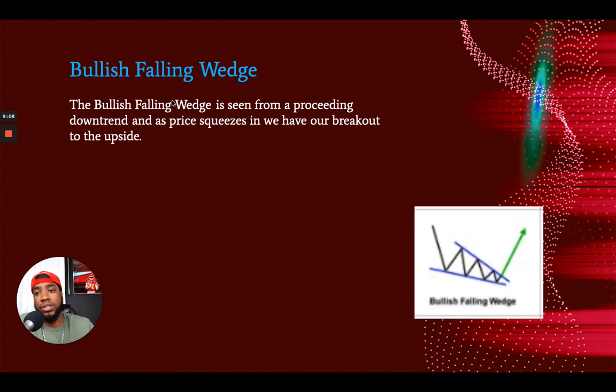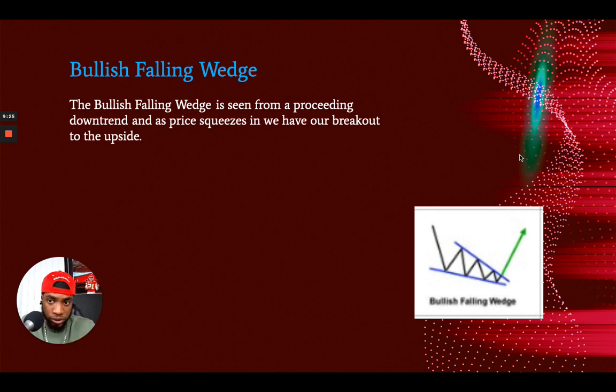Bullish falling wedge. A bullish falling wedge is seen from a preceding downtrend. As price squeezes in, we have our breakout to the upside, right? So we see price coming bearish, squeezing to the downside, squeezing, squeezes here, and then it pops to the upside.